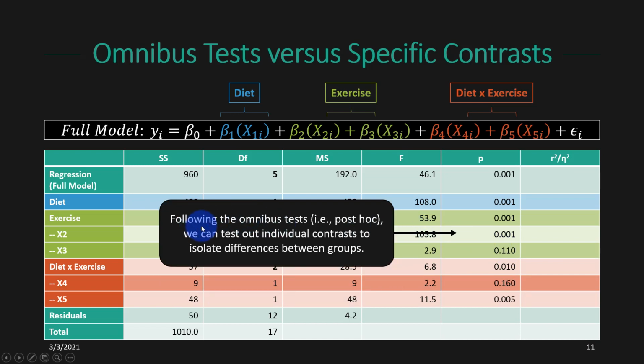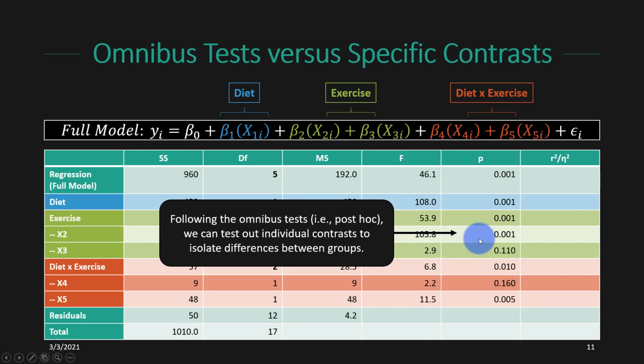So following those statistically significant omnibus tests, we could then fill in the F tests for each of the individual contrasts and similarly get the p-values for those. And for instance, looking at the effect of exercise, we can see that the effect of X2 gave us a very large F value. So it seems like there's a pretty big difference between low and high exercise, and that led to a very small p-value. However, for the quadratic effect, the moderate exercise group didn't really deviate from the mean of the low and the high exercise groups. So there's not really much evidence for a quadratic effect here.